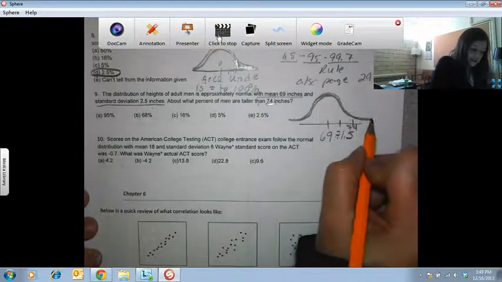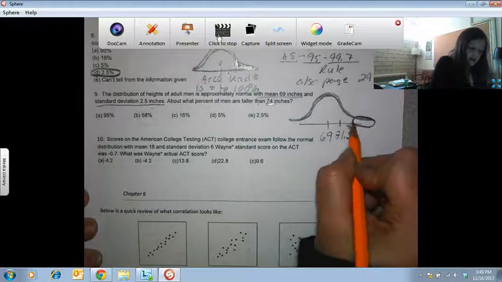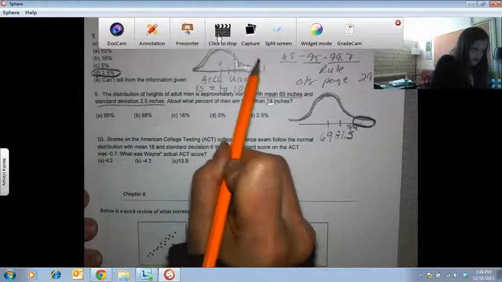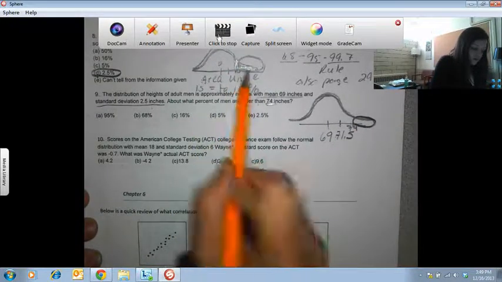That's going to be here again. I don't even need to redo the math because I remember from up here. That's going to be 2.5%.